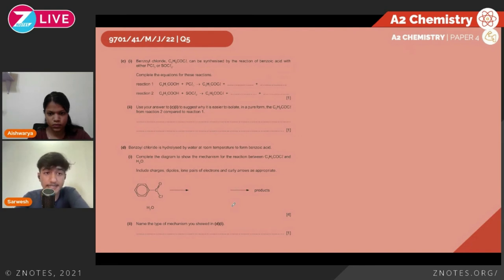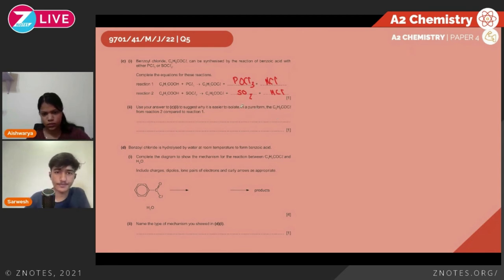Part C: benzoyl chloride can be synthesized by reacting benzoic acid with those substances. Complete the reaction for these equations. So what is formed over here? POCl3 plus HCl, okay. In the case of thionyl chloride, you would get sulfur dioxide and hydrochloric acid as well. Use the answer to C1 to suggest why it is easy to isolate benzoyl chloride in pure form from reaction 2 compared to reaction 1. So let's see. Over here you've got gaseous, but over here this is gaseous, this is liquid.